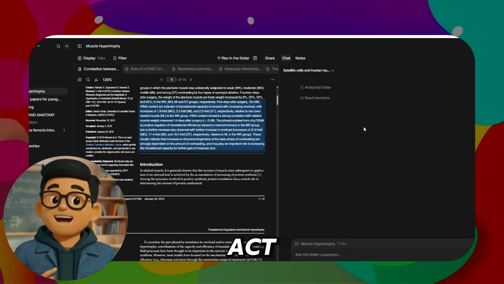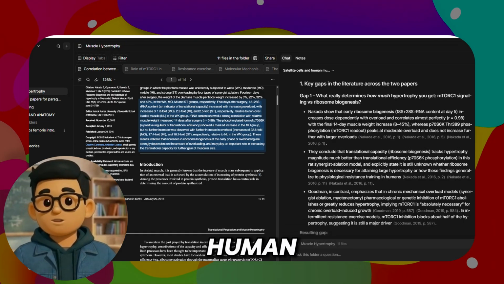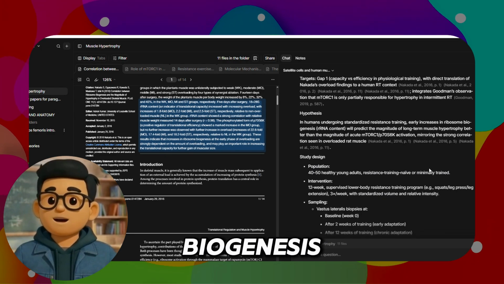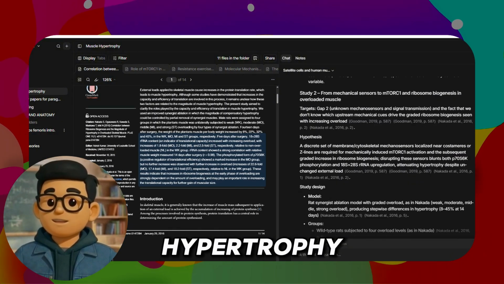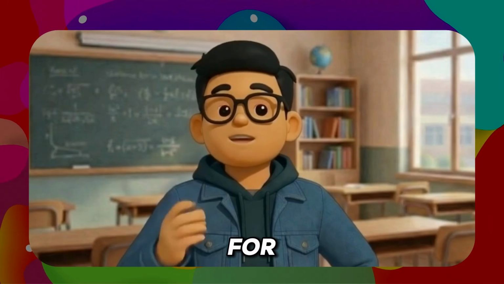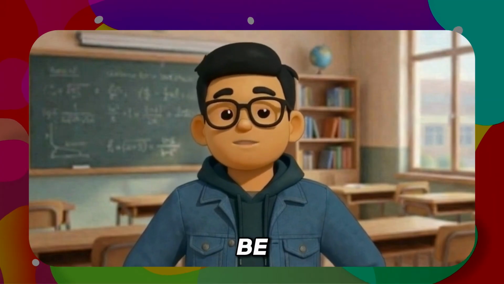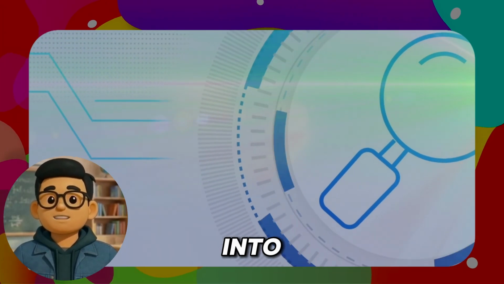Now, the AI has to act like a planning partner. It might suggest, for example, a longitudinal human study testing different resistance training volumes while tracking ribosome biogenesis markers, or a trial that combines different protein intake levels with hypertrophy training in older adults with potential anabolic resistance. For each idea, it needs to spell out what we would measure, roughly how big the sample should be, and what practical limits we might face. It turns literature reading into research planning.